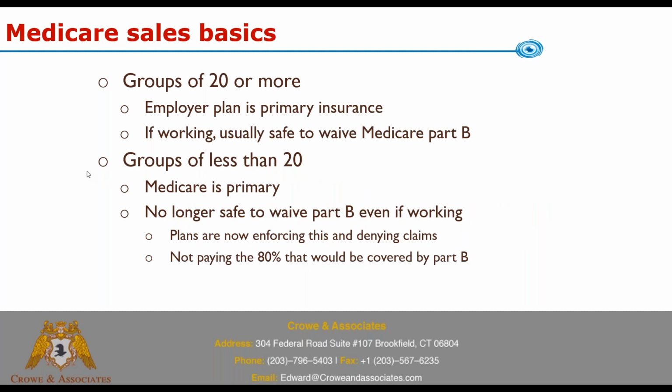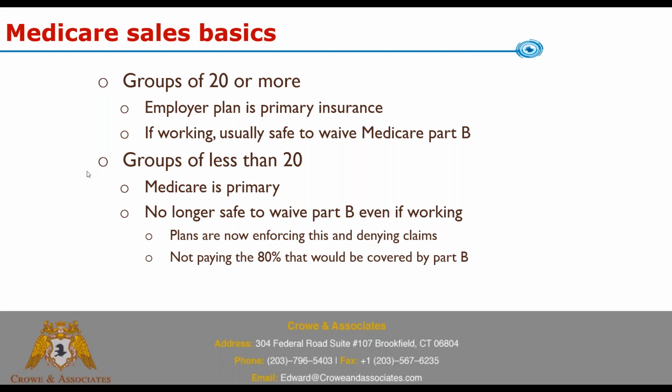Talk about groups of 20 or more for a minute. In the past, if somebody was actively working and getting coverage through work, we would always just say to them, don't worry, you don't need B yet. It's not always the case now. If you're with a group of 20 or more, that is still the case. Working, coverage through work, your group's 20 employees or more, go ahead and waive B.